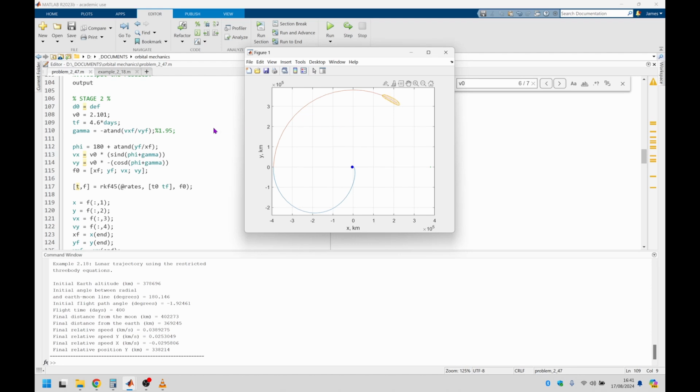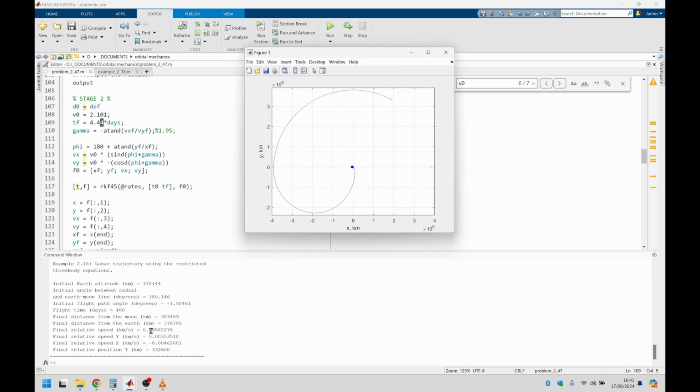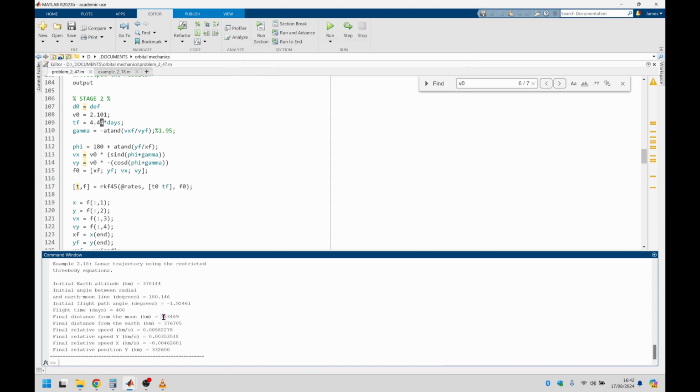I'm definitely within the requirements of the question. I'm actually well within tolerance. I'm at 0.005 kilometers per second relative speed. So yeah, I'm pretty close to the. I think it wanted me to be within 500 kilometers. I think it was asking for. Yeah, I'm well within that.